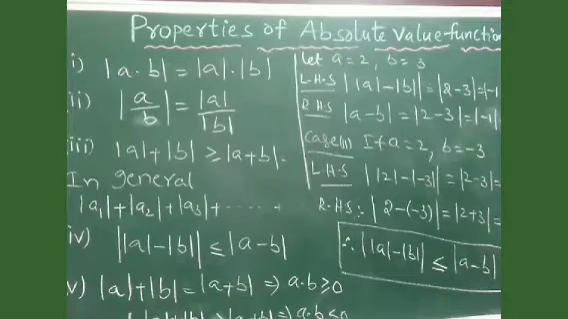In the same manner, you can also prove the fifth property. Okay, so just look at the 5 points once. Property number 1, property number 2, property number 3, number 4, and finally property number 5. So all this you can prove with your own numbers for A and B.